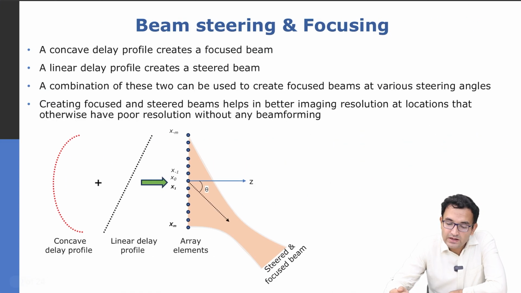We discussed how we can go for both beam steering and focusing. If you think of focusing as providing a concave delay profile and then a linear delay profile for beam steering, if you combine those two delays and provide them at once, then you will get a steered and focused beam. And this can help with targets which are hidden behind small acoustic windows. Through this small acoustic window, you can look at a wider field of view with good lateral resolution, because now you are combining beam steering with focusing.